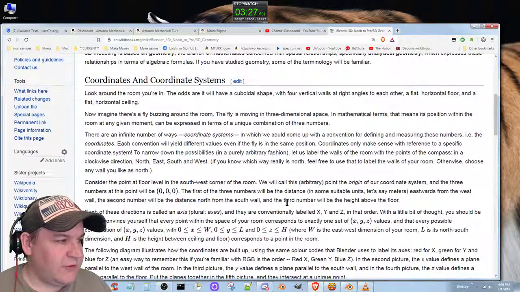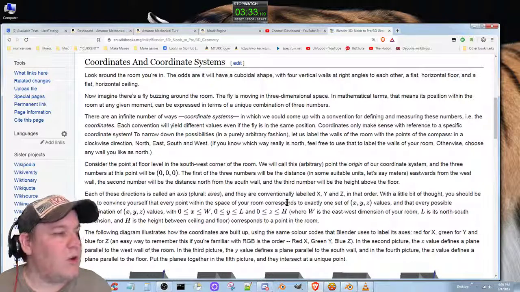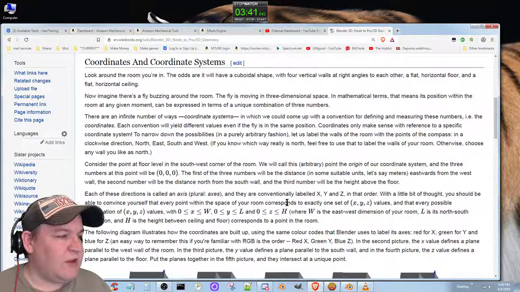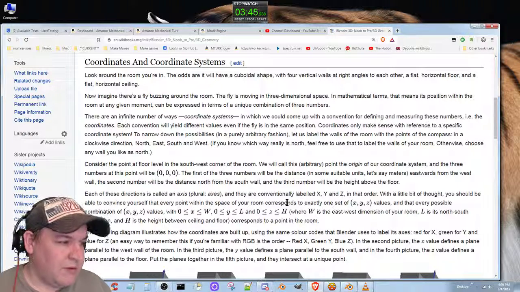Coordinates and coordinate systems. Look around the room you're in. The odds are it will have a cuboidal shape: four vertical walls at right angles to each other, a flat horizontal floor, and a flat horizontal ceiling. Now imagine there's a fly buzzing around the room. The fly is moving in 3-dimensional space. In mathematical terms, that means the position within the room at any given moment can be expressed in terms of a unique combination of 3 numbers.